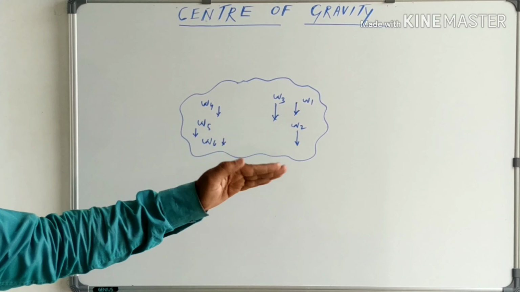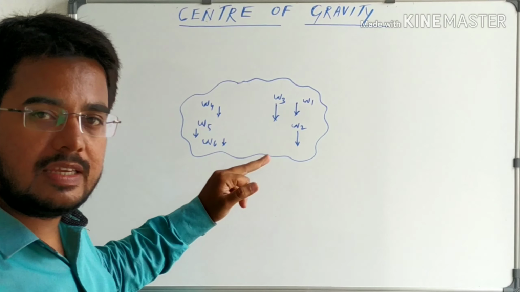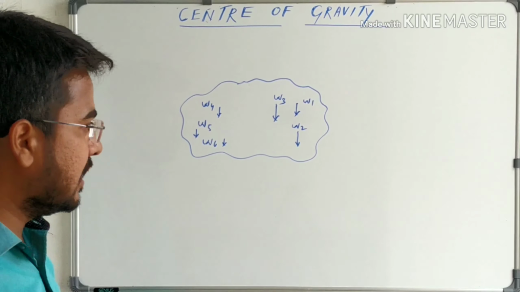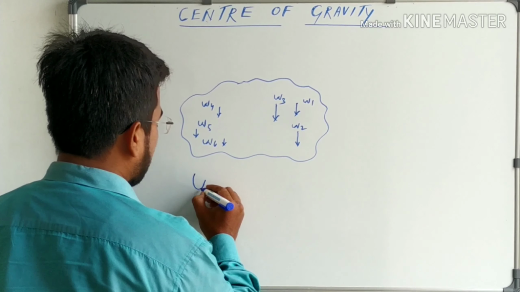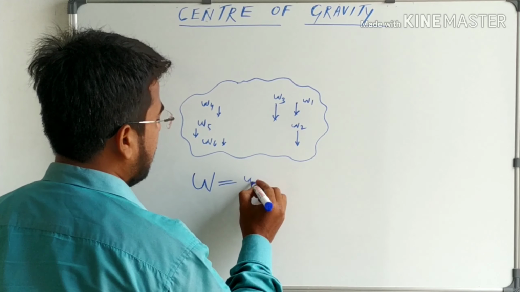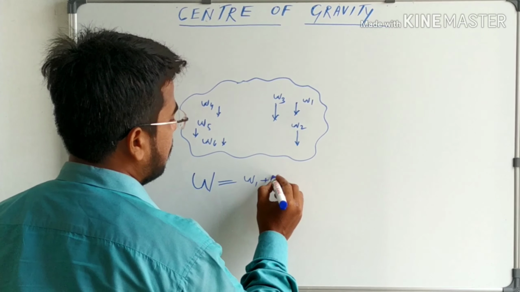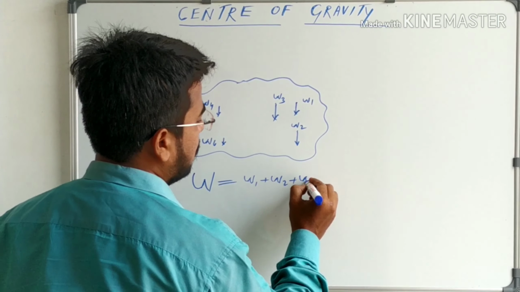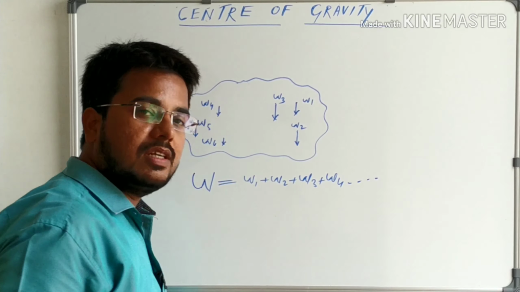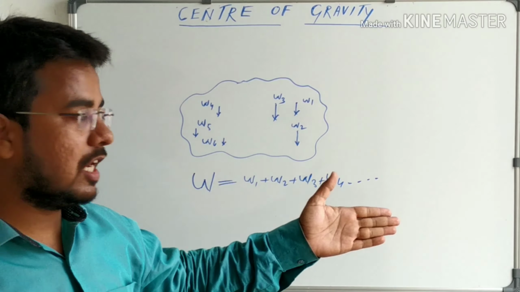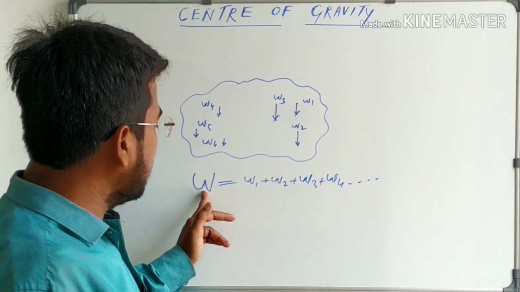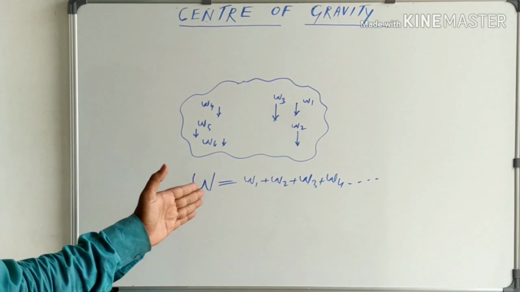Now the weight of this whole body will be equal to the sum of all these weights. Suppose the total weight of the body is capital W, and this will be equal to W1 + W2 + W3 + W4 and so on, for as many particles as there are. Now the question arises, where should this weight W act?